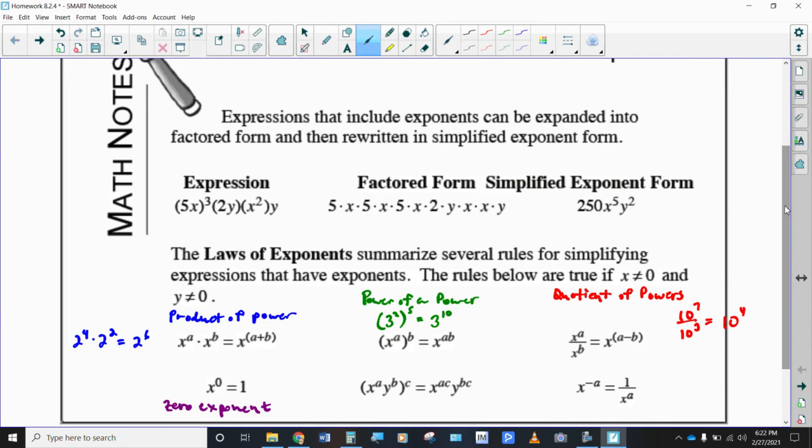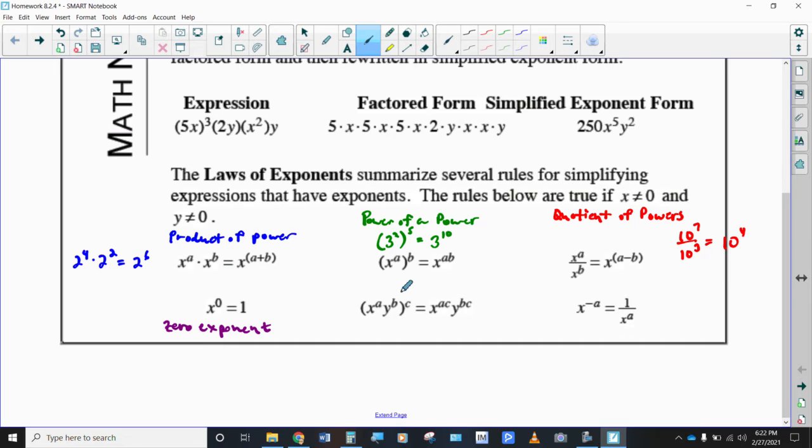This property here is referred to as the power of a product property, and it's also incorporating power of a power, because it means you have to take this exponent, which applies to everything inside the parentheses, and do the power of a power property with the base that is the x and the base that is the y. So you will multiply these guys together like we did there, and you'll do it again with the y. This is supposed to be power of a product, but it really incorporates both.